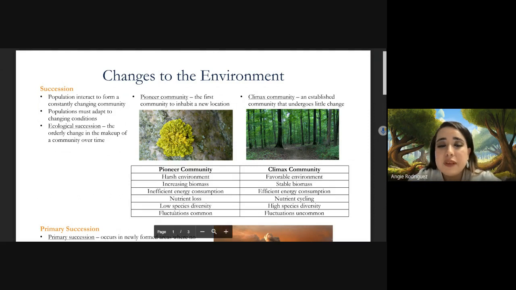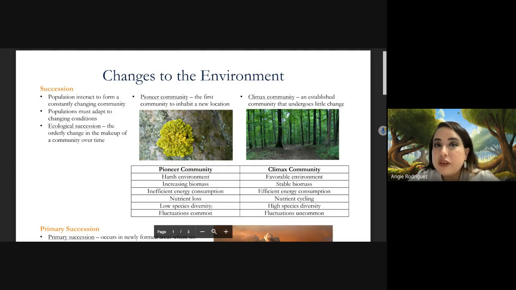We're going to have low species diversity, meaning we're not going to have a lot of different types of plants and animals. We might have maybe one or two, or depending on the community that we have, we're going to have a very low amount of different types of living things. And we're going to have a lot of changes or fluctuations that are very common.